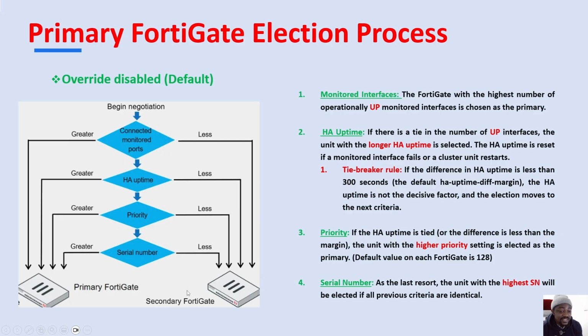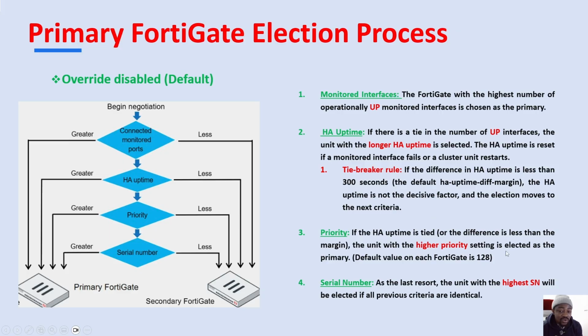So if the difference between uptime on the two FortiGate devices is less than 5 minutes, then this criterion will not be used. We will then go on to the next criterion. This is only used if the difference between the HA time of the two FortiGate devices is greater than 300 seconds. So in the case where there's a tiebreaker, this one is not going to be used. So the next criterion here is going to be the priority.